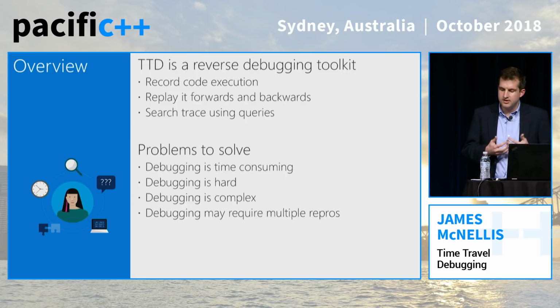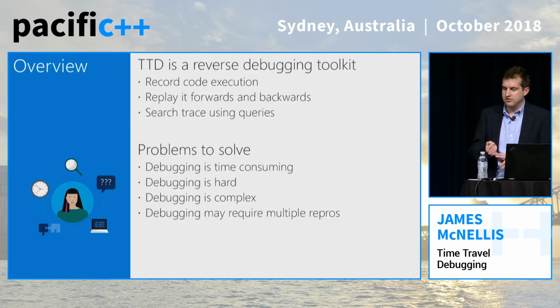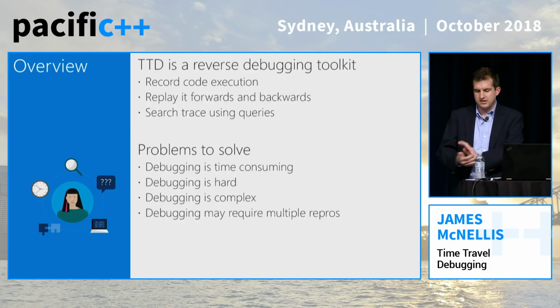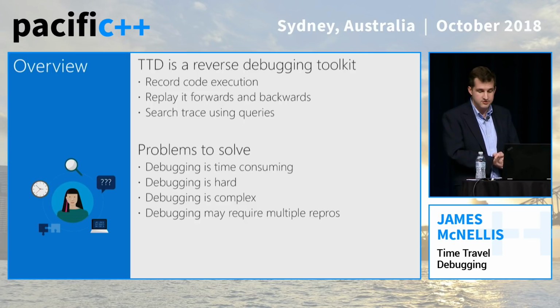Finally, debugging may require multiple repros, and there are actually two different things to look at here. First, you might have a bug that doesn't reliably repro. It could be a race condition that only occurs once in a while and under particular circumstances that are hard to pin down. Or perhaps it's a bug that a customer hits reliably, but you're unable to repro it on your development machine or in a test environment.